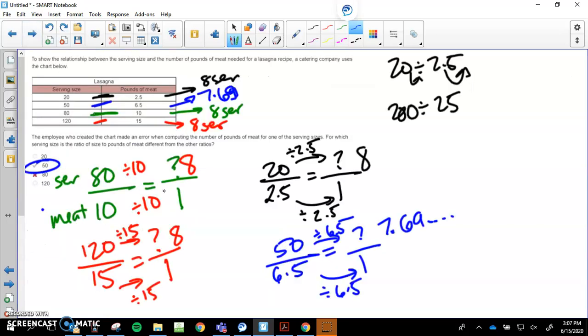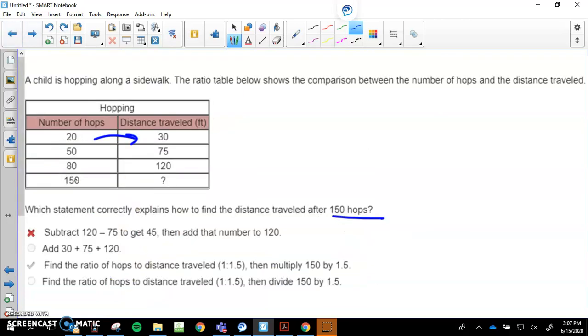The last problem, notice, I found all of them as a unit rate, or how much 1 would get me. So over here, I'm going to try to find out how much it is to go from 1 hop. If I do 20 hops, that gets me 30 feet. How far will 1 hop get me?